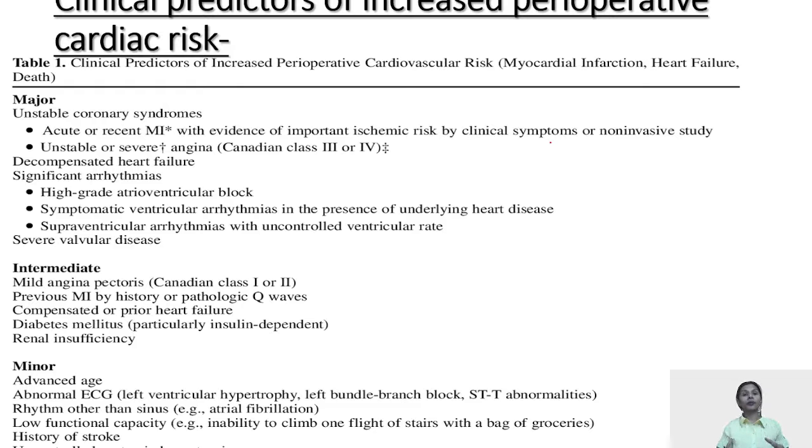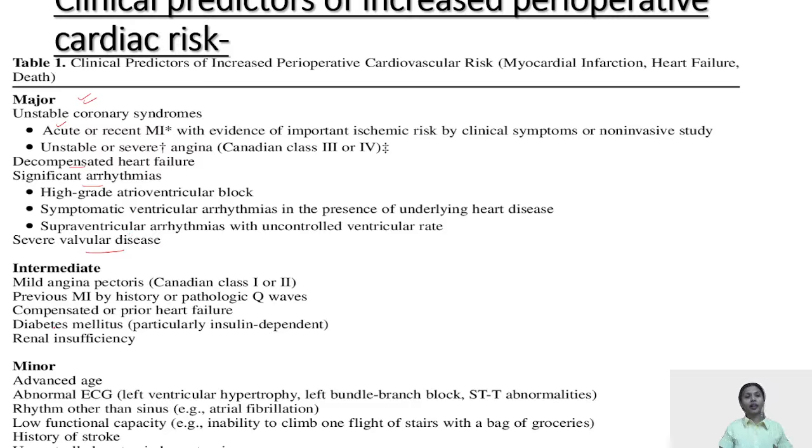It is very difficult to remember each and every one of them. So let's have a brief introduction of how to remember it. For example, when we are dealing with the major predictors, all the major predictors would be highly unstable. Unstable coronary syndrome, a decompensated heart failure, significant arrhythmias, or severe valvular disease. Everything that is severe, may it be heart failure, an arrhythmia, a valve disease, or coronary syndrome.